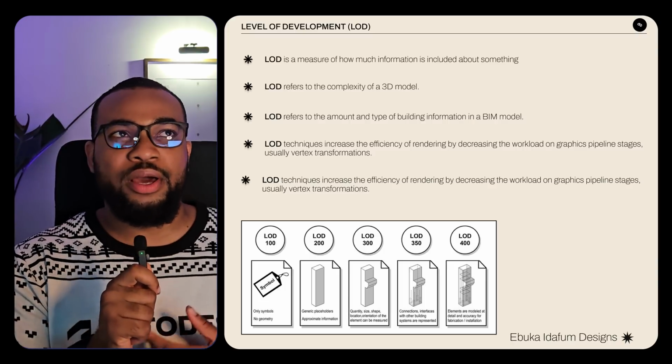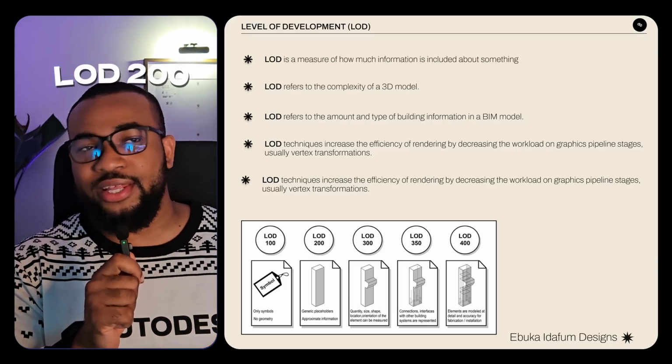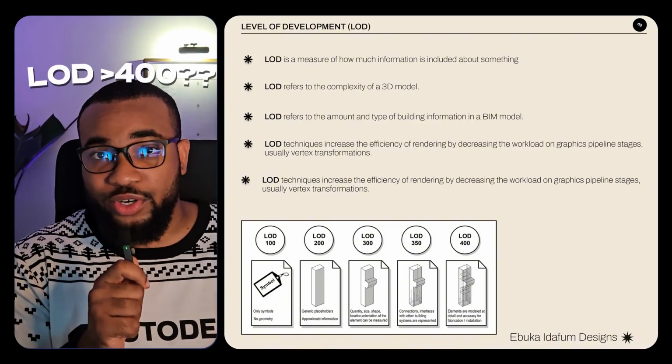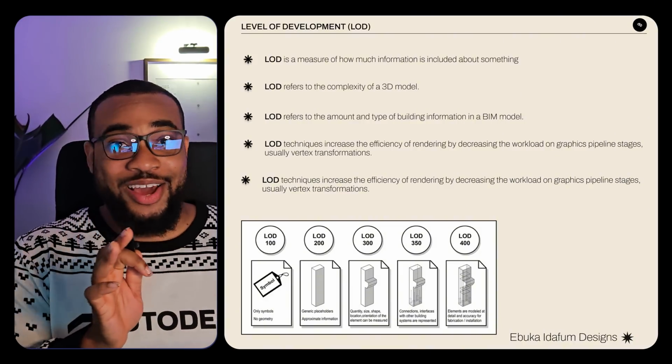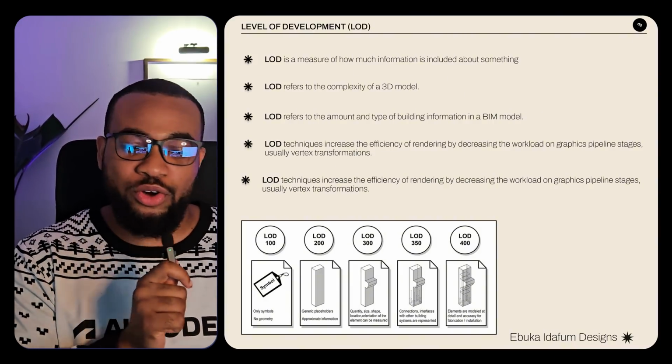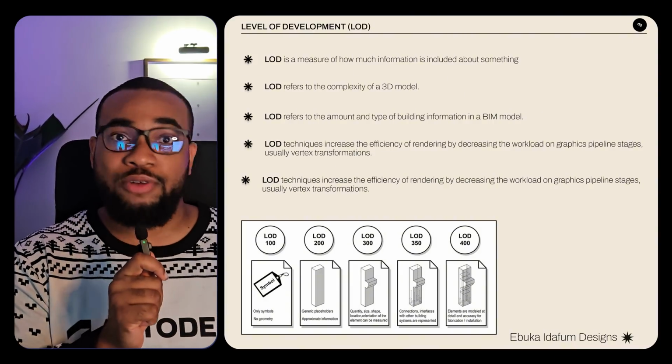And this can range from 100, 200, 300, and to 400. I'm not sure if I've seen them go past 400, but again, hey, what do I know? But yeah, you have to specify the level of detail of the geometry of what you're going to make before making the Revit family.